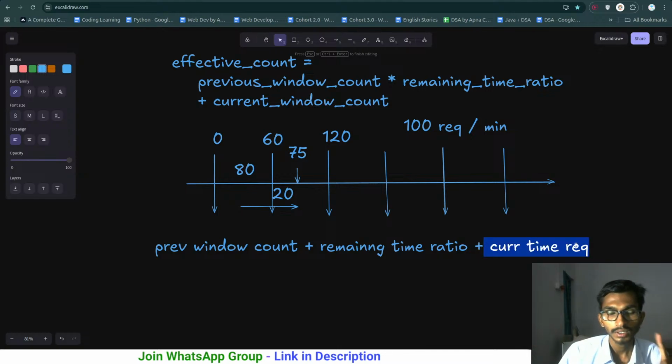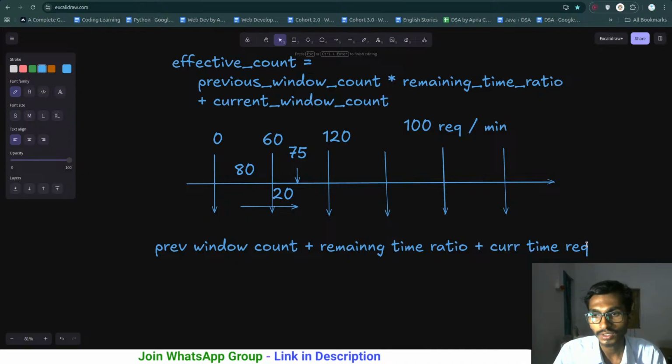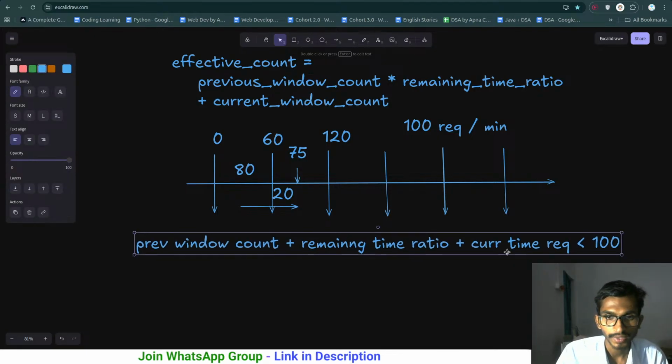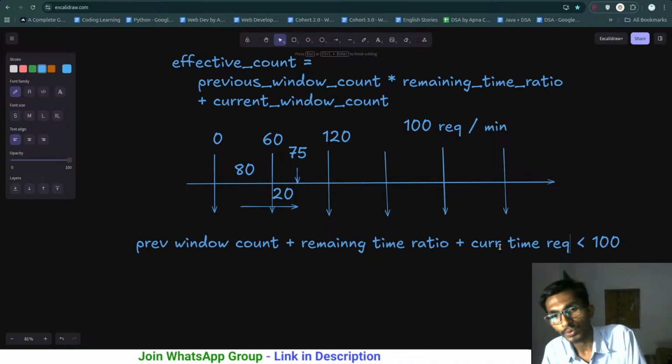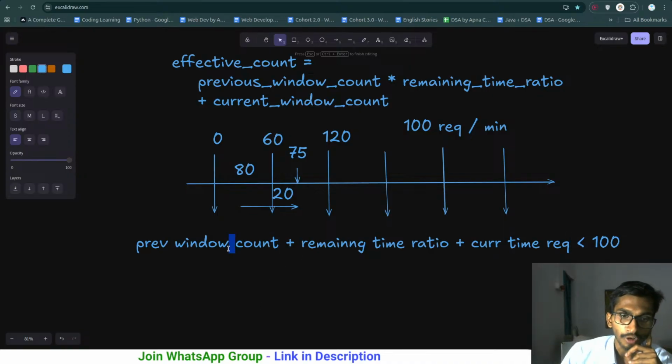Hence what will I get? All the previous active requests plus all the current active requests. If this number is less than 100, then the new request is going to be allowed, otherwise the new request is not going to be allowed. As simple as that. Now what do we have to do? I already have the previous count, 80, and the current count, 20.